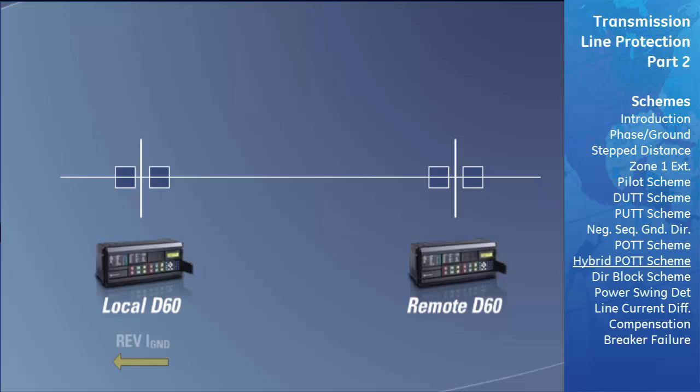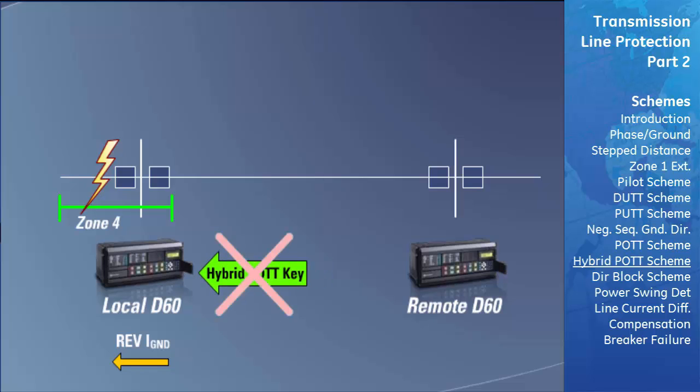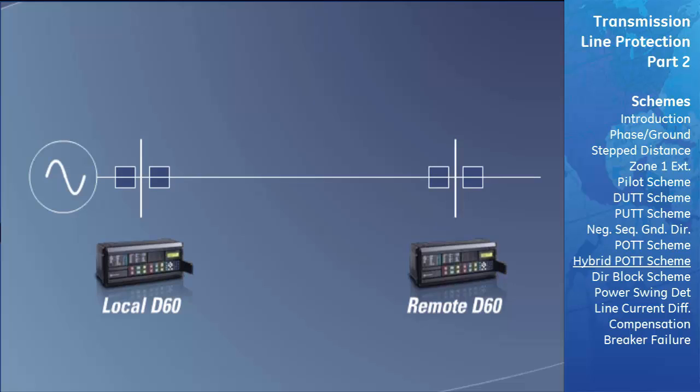If either reverse ground current or a fault is picked up in Zone 4, the hybrid POTT scheme is blocked from tripping, resulting in additional security. The other advantage of the hybrid POTT scheme over the POTT scheme is its ability to trip on faults that are fed by a source that has a high source impedance. This is also referred to as a weak in-feed.